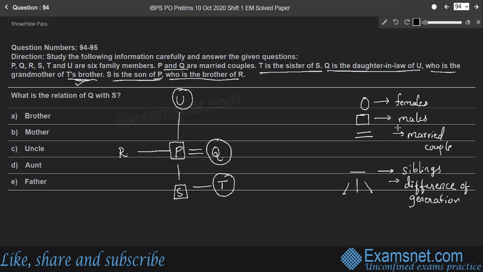Right? Here, the question is, what is the relation of Q with S? Q and S are related as. So, Q is mother of S. Right? Therefore, option B is the right answer.